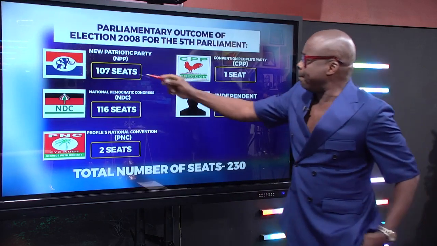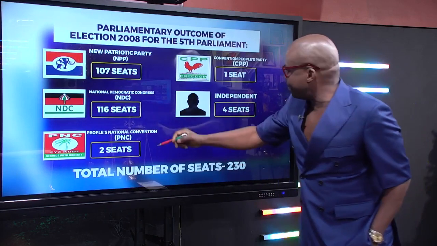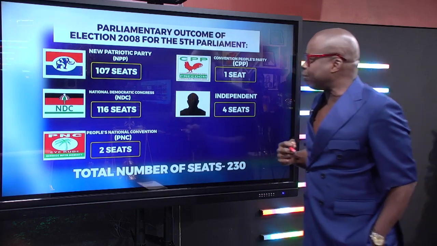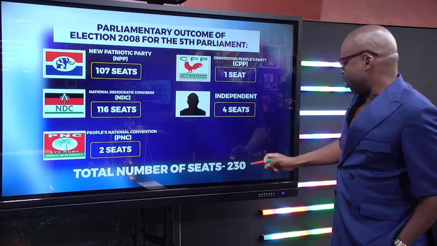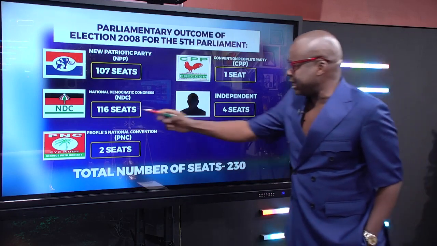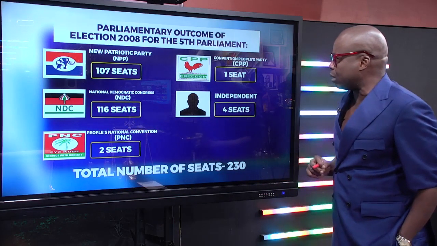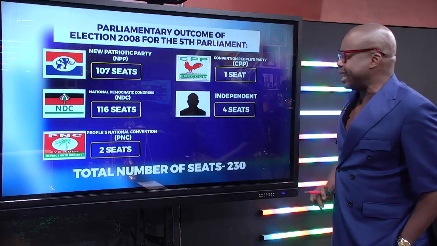2008, NPP has 107, NDC has 116, PNC still there, they have 2, CPP has 1, Independents have 4 seats in 2008. Independents have as much as 4 seats of a 230 parliament. NDC has 116. Calculate for me. Let's see whether that gives them the half plus 1. 116 out of 230. That's the 2008 parliament.